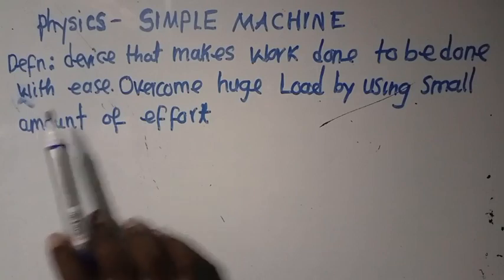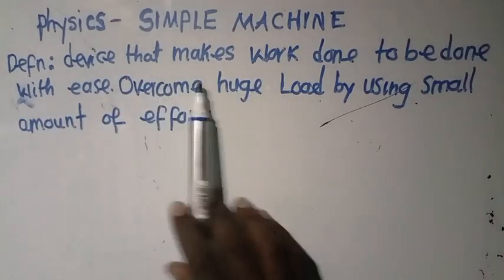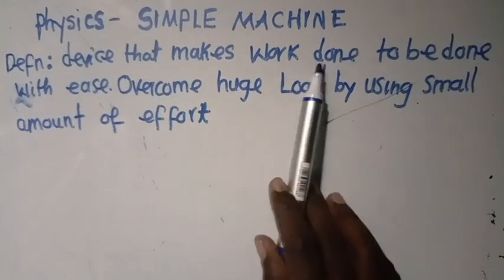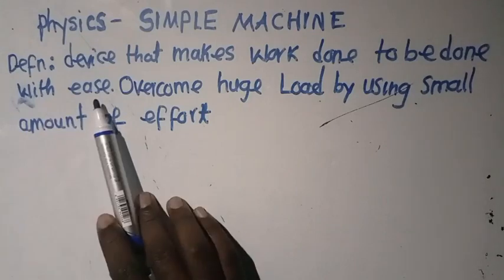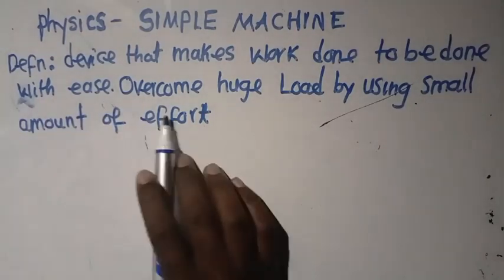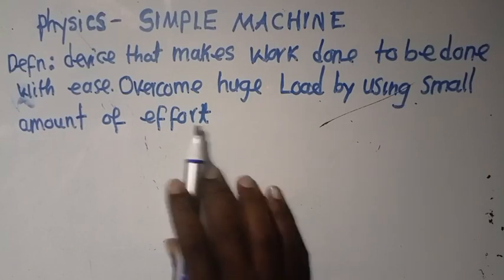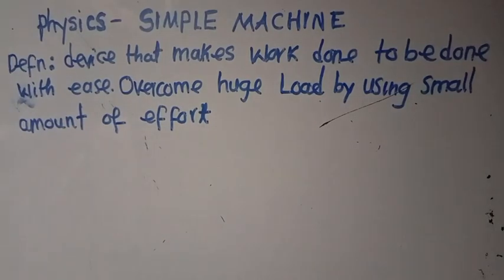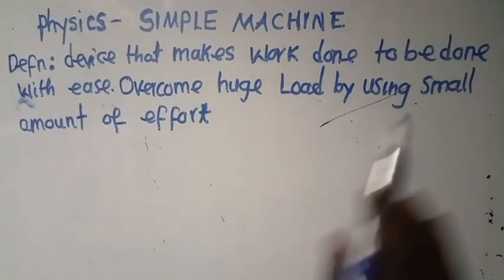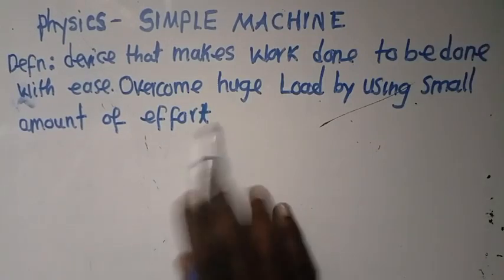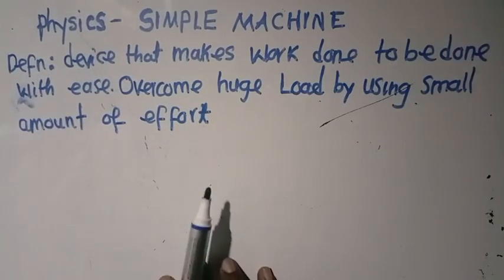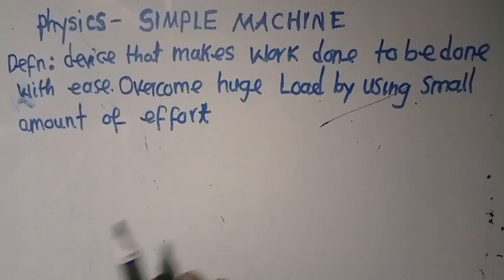So I'm saying that a simple machine is a device that makes work done to be done with ease. The other definition that you can get is this one, where we are talking about overcoming a huge load by using a small amount of effort. This is what you need to know and understand.